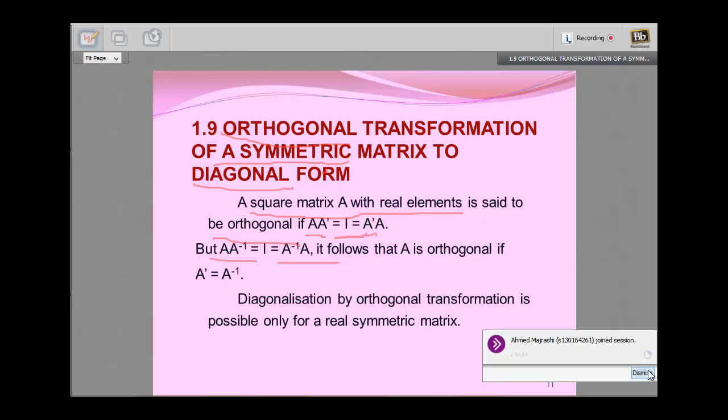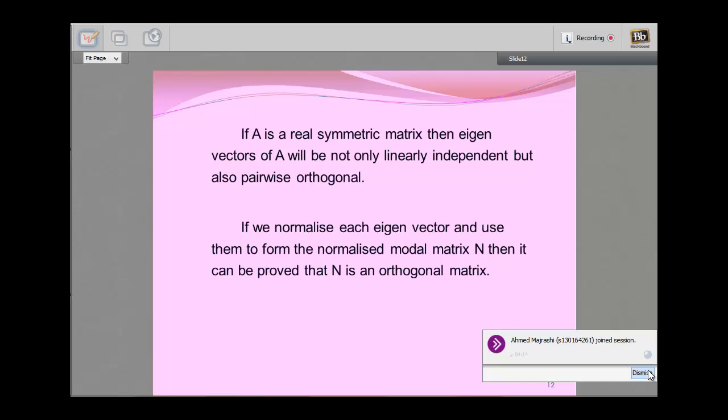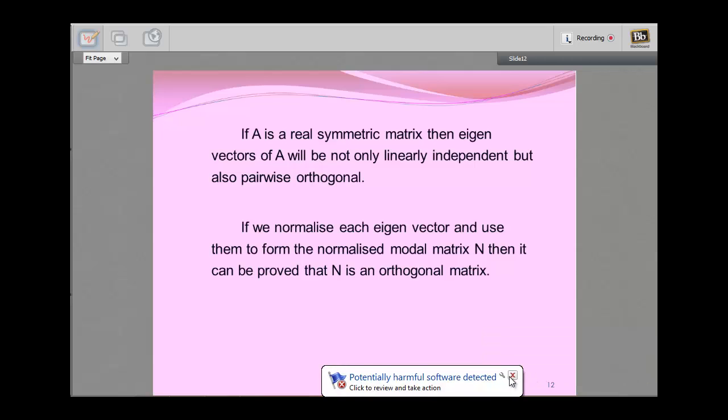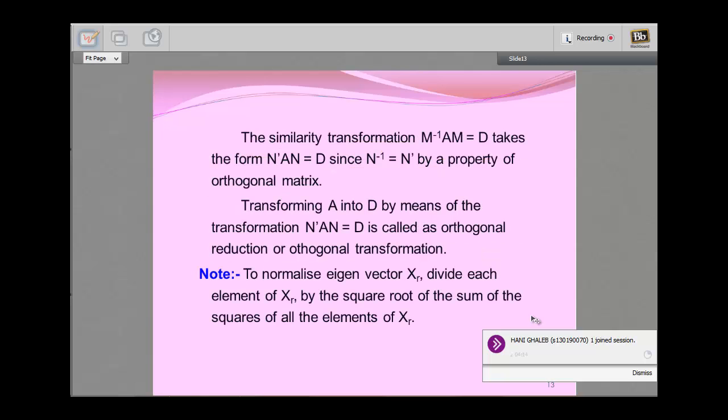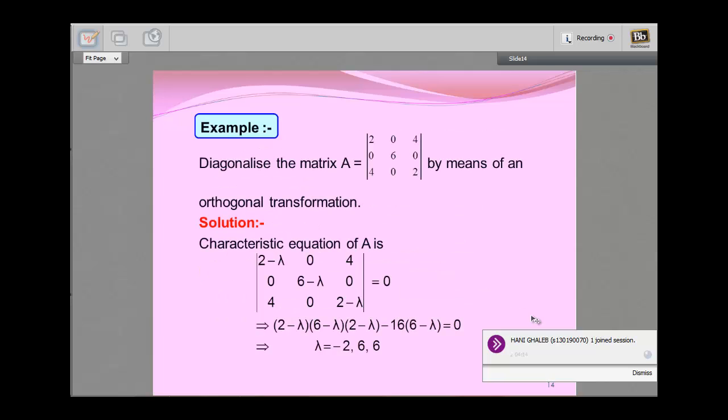A into A inverse is equal to I, so A is orthogonal. There are some definitions here. If A is a real symmetric matrix, then the eigenvectors of A will not be only linearly independent but also pairwise orthogonal. These are some definitions about the similarity transformation. You will read these definitions.